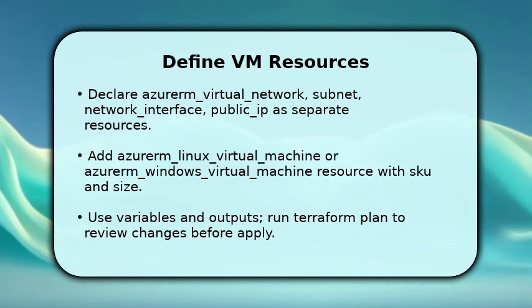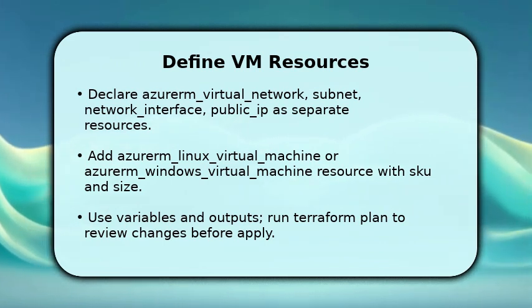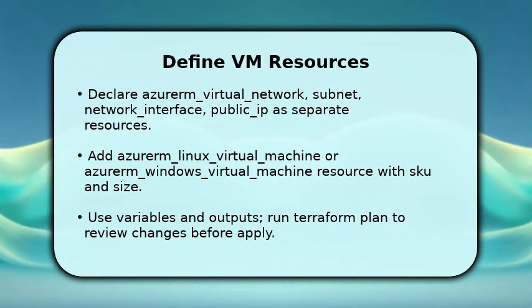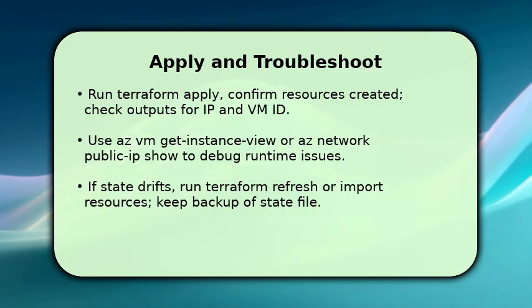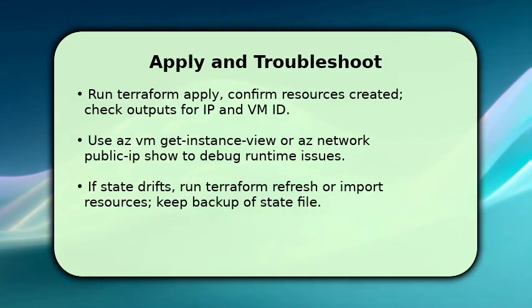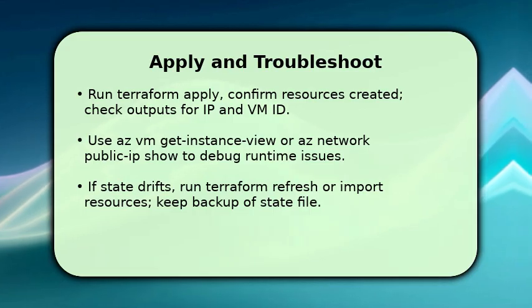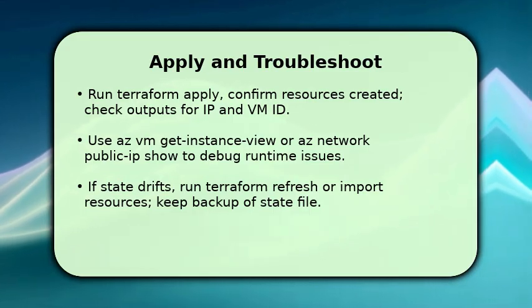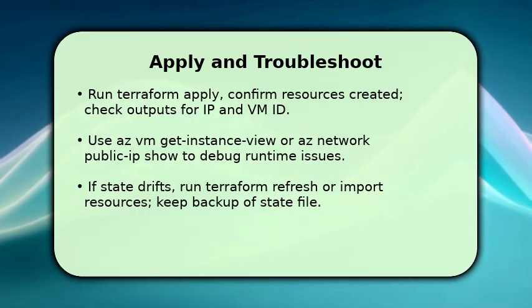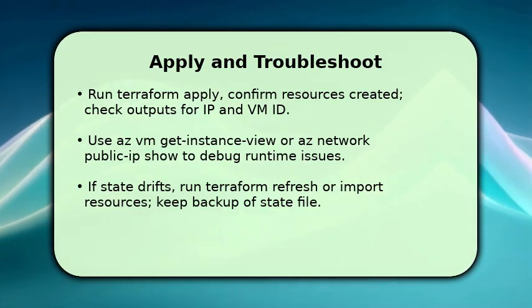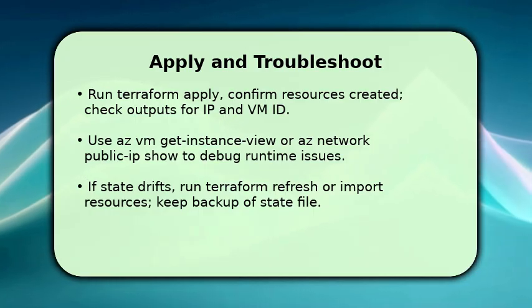Finally, you apply the configuration with terraform apply and confirm creation by reviewing outputs for public IP and VM ID. This verifies success. If the VM fails to boot or networking is wrong, use az vm get-instance-view and az network public-ip show to inspect the guest status and IP allocation. These commands reveal boot diagnostics and NIC assignments.